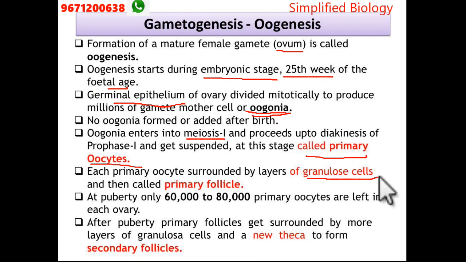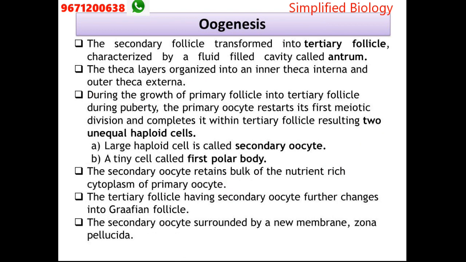Up to puberty age, only 60 to 80,000 primary oocytes will be left in the ovary. Okay, and it is covered by two new layers. One is named the theca externa. Externa means outside, and interna inside. Whenever the secondary follicle is formed, clear beta? Then the secondary can be transformed into the tertiary one.